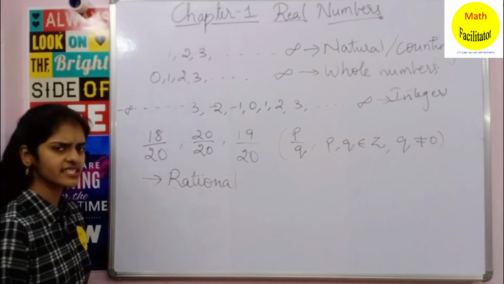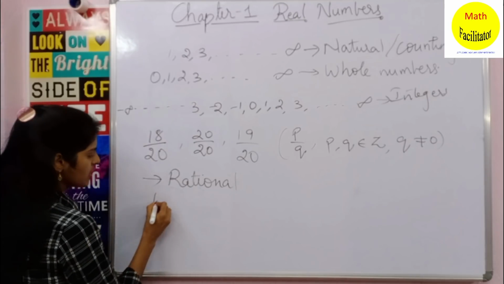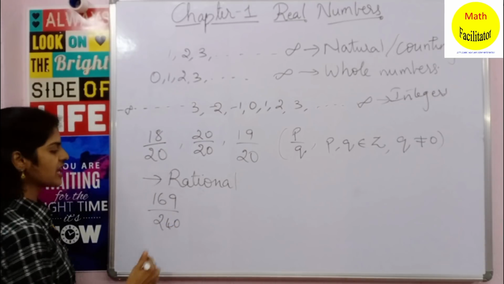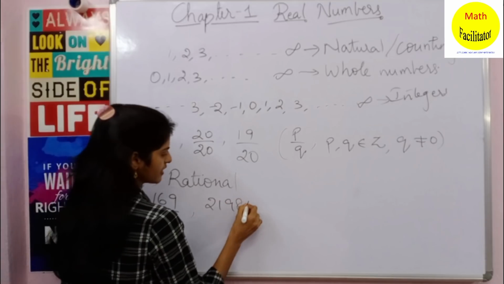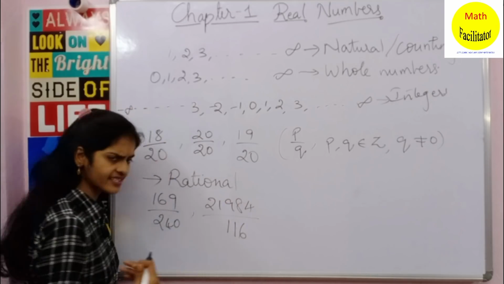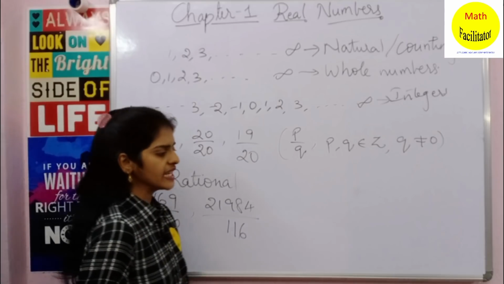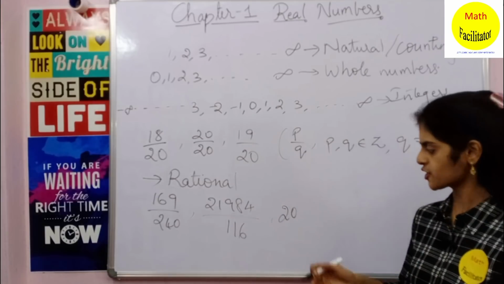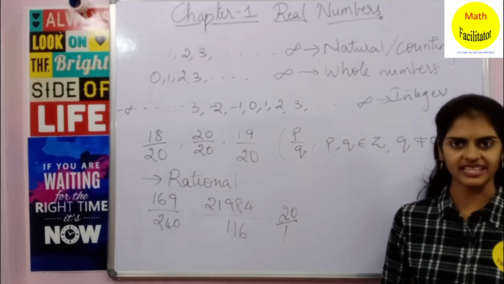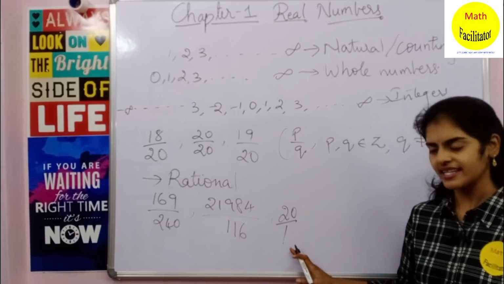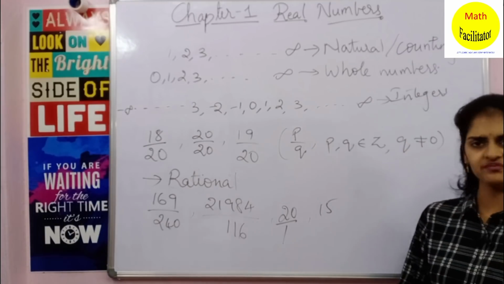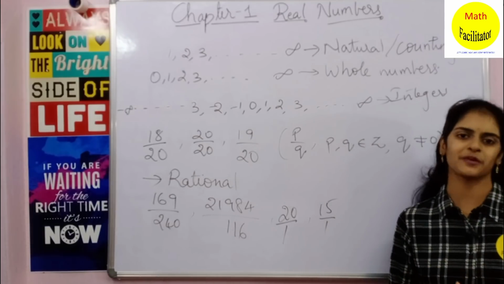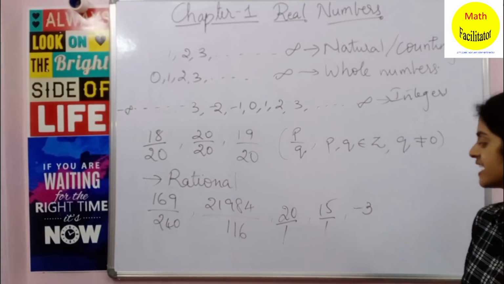Can you give me some more examples of rational numbers? For example, 169 by 240 is a rational number. It is in the form of p by q. And 21984 divided by 116 is a rational number. Yes. Now is 20 a rational number? Yes, it is, because 20 can be written as 20 by 1, which is in the form of p by q. Is 15 a rational number? Yes, it is, because 15 also can be written in the form of 15 by 1, which is in the form of p by q. Now tell me, is minus 3 a rational number?